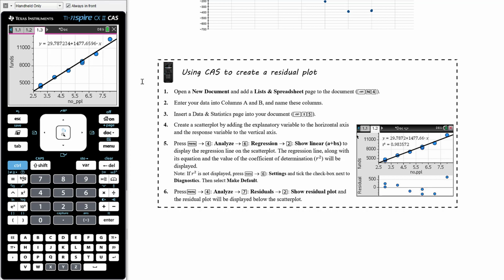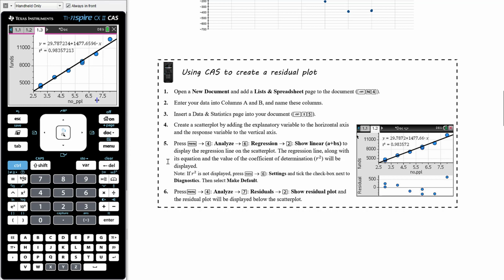So you want to, as it says here in step 5, if R squared is not displayed, press menu, and then press 6, settings, and make sure that you tick the diagnostics box. Okay, and now we should see R squared. You'll only need to do that once, and now every time you do a scatter plot and put the least squares regression line on that plot, you'll automatically get the equation of the least squares regression line and the value of R squared.